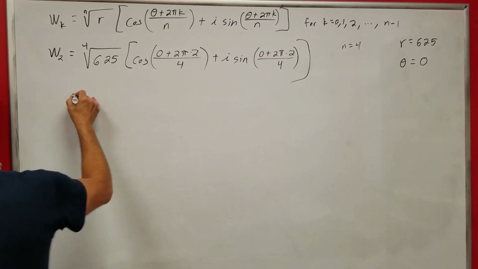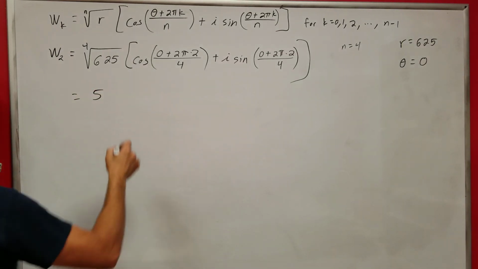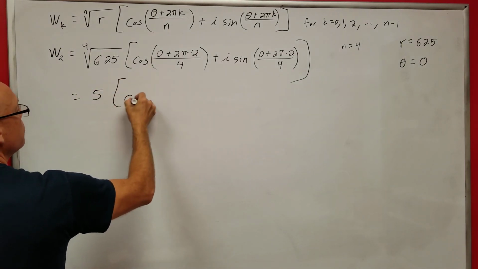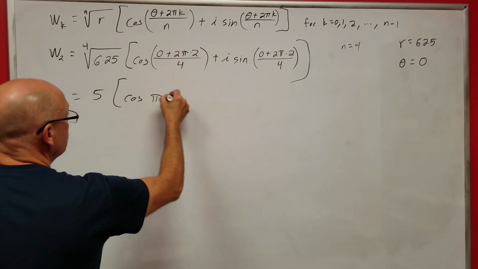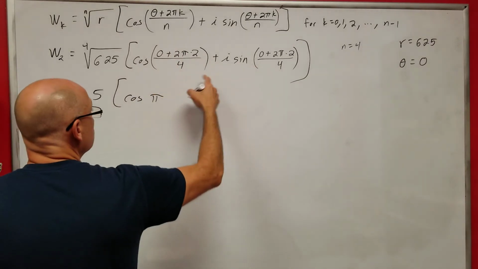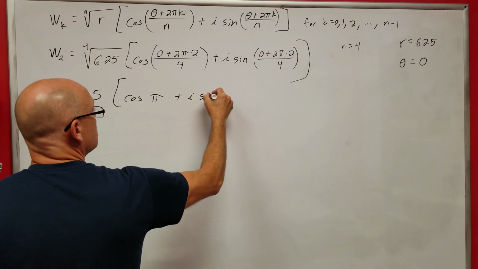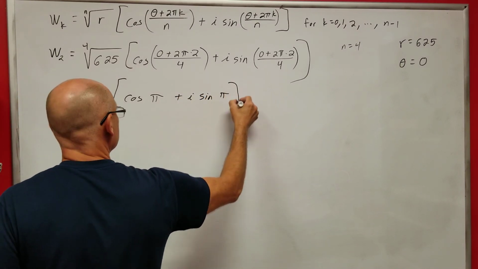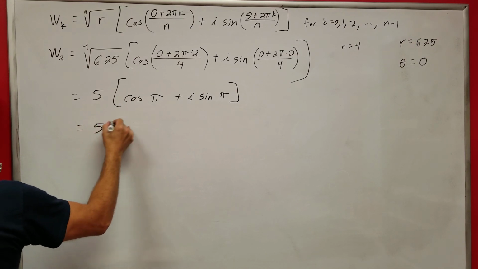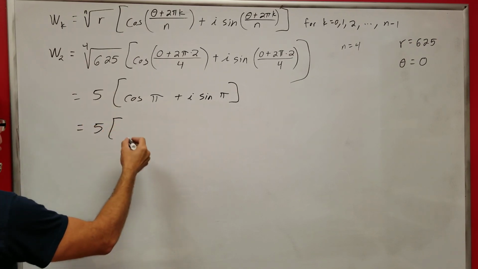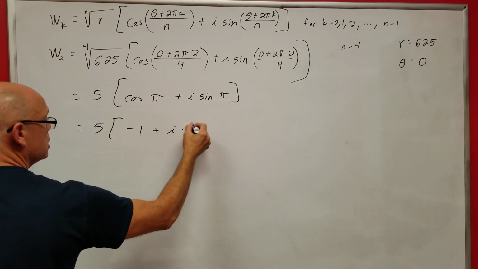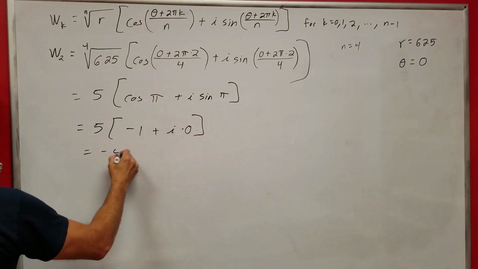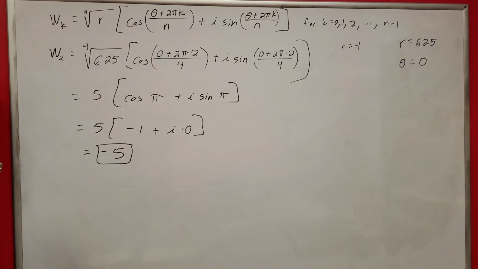All right, so what did we get? We said this was 5, right? This part right here, we have cosine of 4 pi over 4, or cosine of 1 pi, right? Plus i sine of 1 pi. So that gives me 5 times, what is your cosine of pi? -1 plus i, what is your sine of pi? 0. So what does this give me? -5.